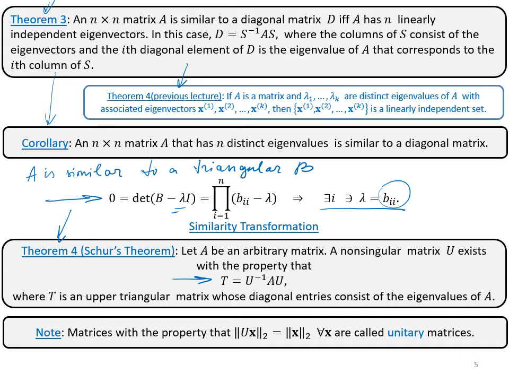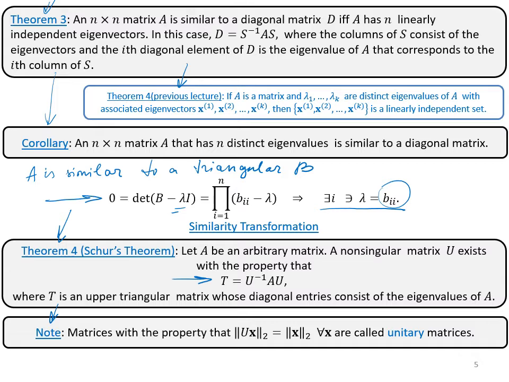So, just to remind you, matrices with the property that the L2 norm of the product of matrix U multiplied by vector x equals the L2 norm of vector x for any vector x are called unitary matrices. And U is a unitary matrix.